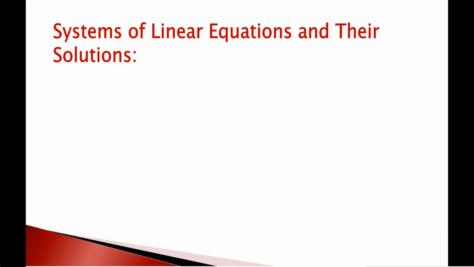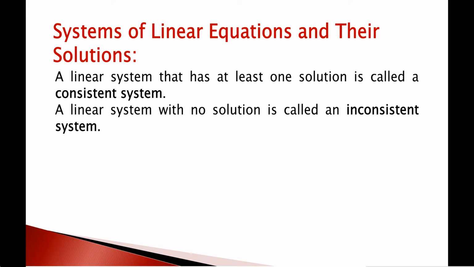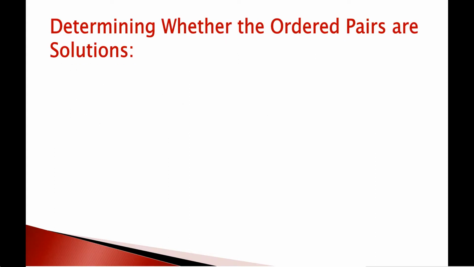Systems of linear equations and the solution. There are two types of solution a linear system of equations can have. If the linear system of equations has at least one solution, then this system will be called a consistent system. But if the linear system of equations does not have any solution, then this system is an inconsistent system. Determine whether the ordered pairs are solutions.